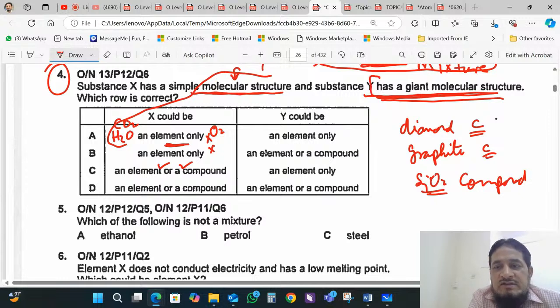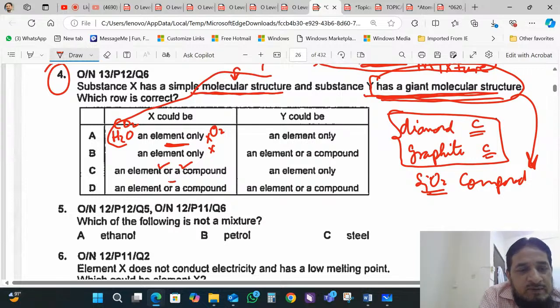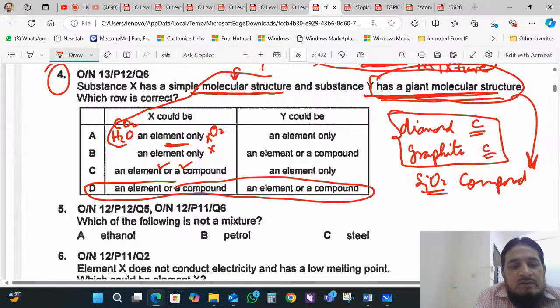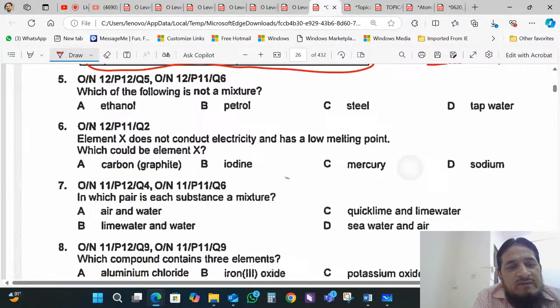So the giant structure can be an element like diamond and graphite, and it can also be a compound like silicon dioxide, and macromolecular also. So we'll be fixing the D option. So these kinds of questions you will be observing. I will be doing two more questions, then I will be going back to the next topic.